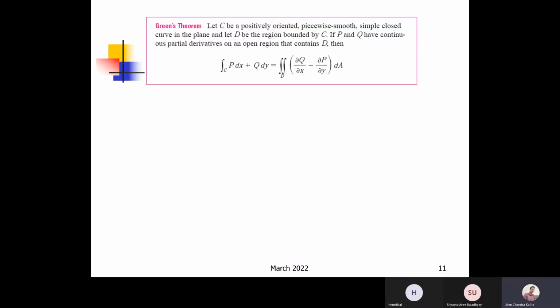It becomes the surface integral, or this double integral, given by that. Okay, fine.